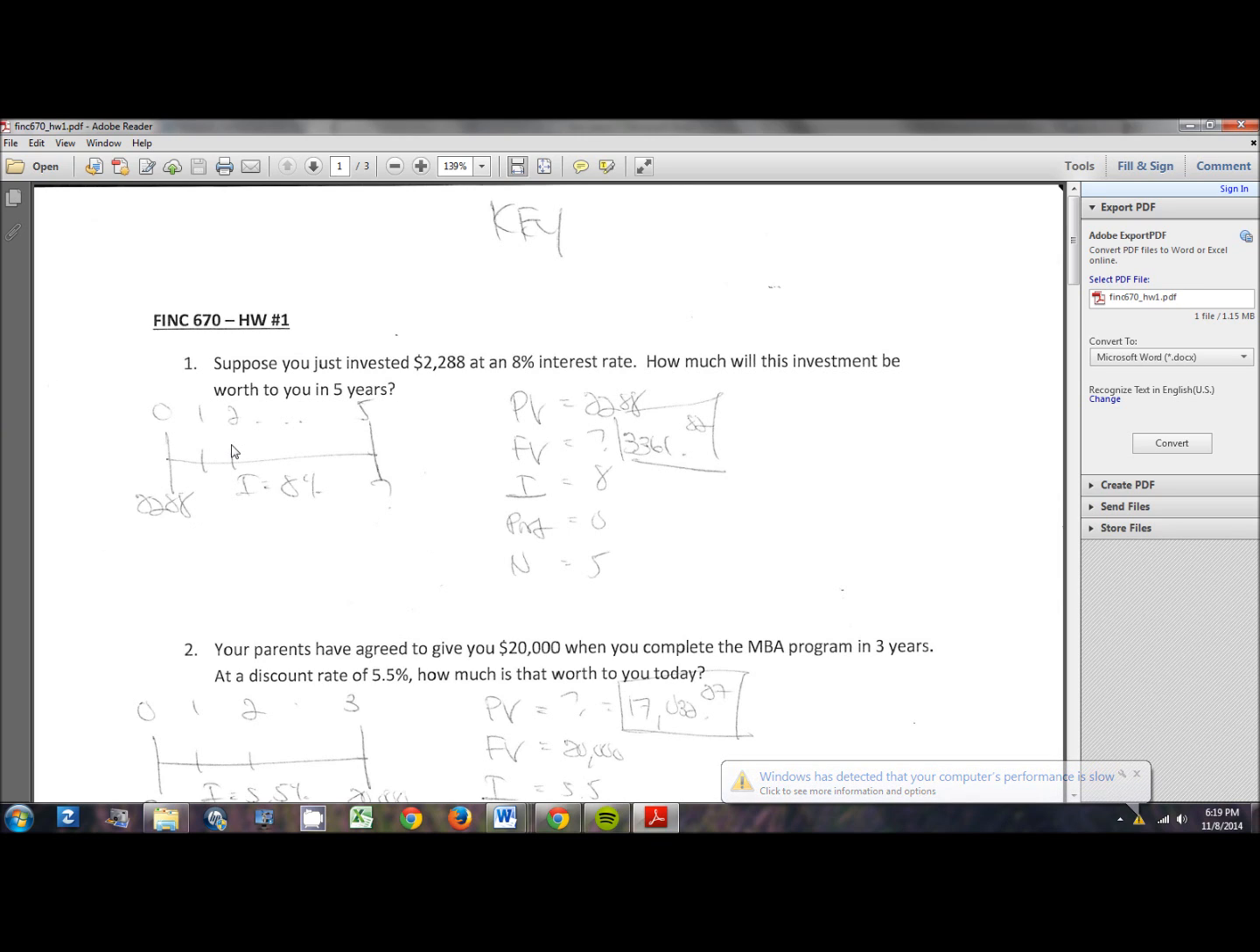These timelines are really important because in the simple problems, they may not prove to be too useful. However, when you start getting into more difficult, complicated problems, you're going to recognize that having a well-constructed timeline is an invaluable tool for understanding when certain things occur. So I've got a $2,288 investment today. My discount rate is 8%. How much is this going to be worth to me in 5 years? Here are all my variables. And remember, from the calculator video, you press the number and then the button. Number, button, number, button, number, button.